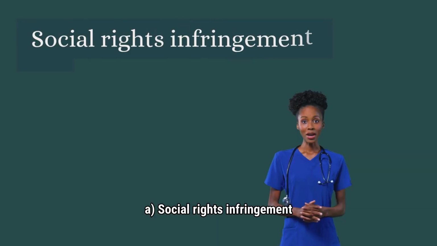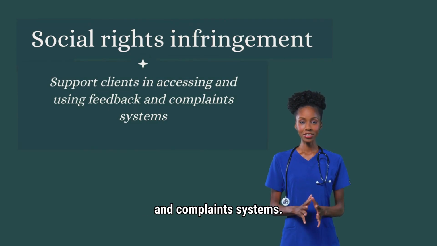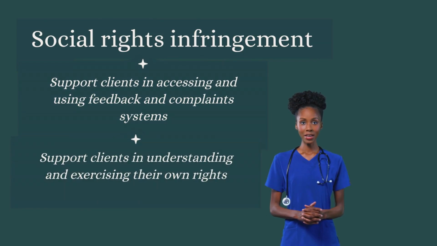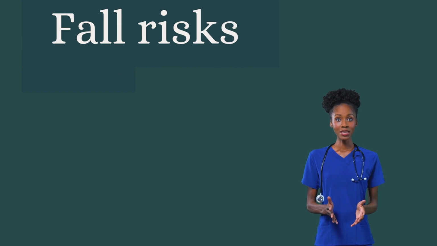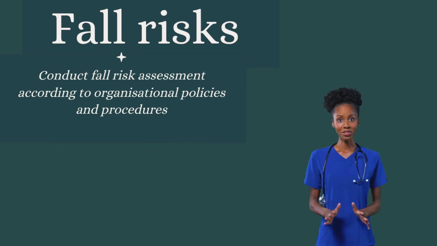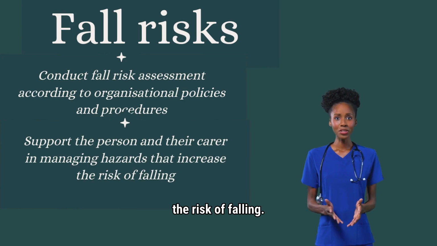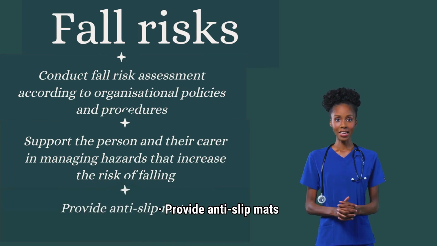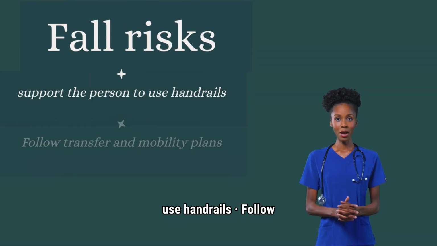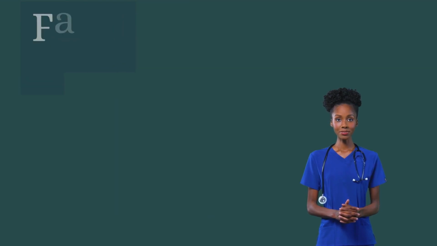A. Social rights infringement. Support clients in accessing and using feedback and complaint systems. Support clients in understanding and exercising their own rights. B. Fall risks. Conduct fall risk assessment according to organizational policies and procedures. Support the person and their carer in managing hazards that increase the risk of falling. Provide anti-slip mats. Support the person to use handrails. Follow transfer and mobility plans. Assist clients to use equipment.